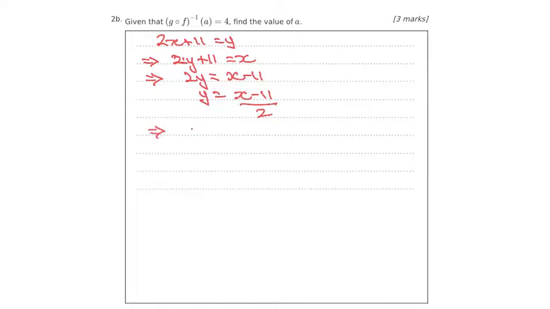Now we know that that is equal to 4 and we want to solve for x. Therefore we get (x minus 11) over 2 equals 4. So x minus 11 equals 8. So x equals 19.